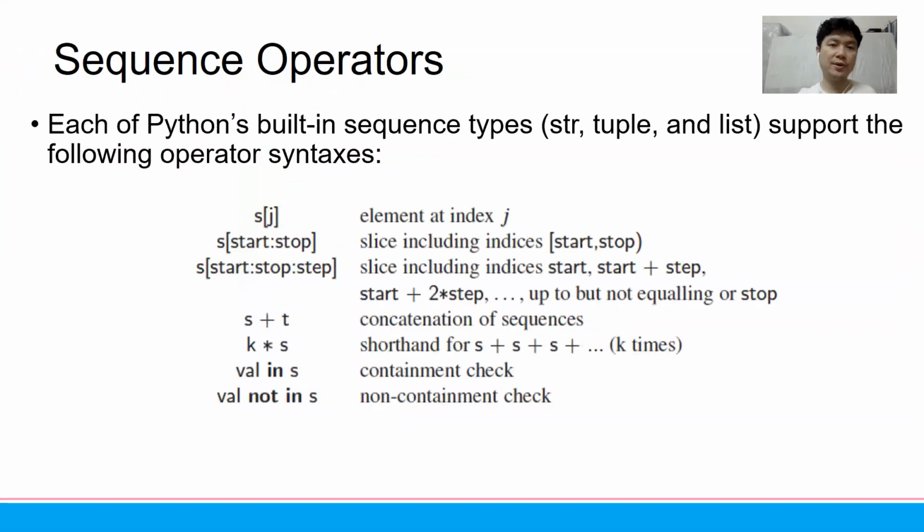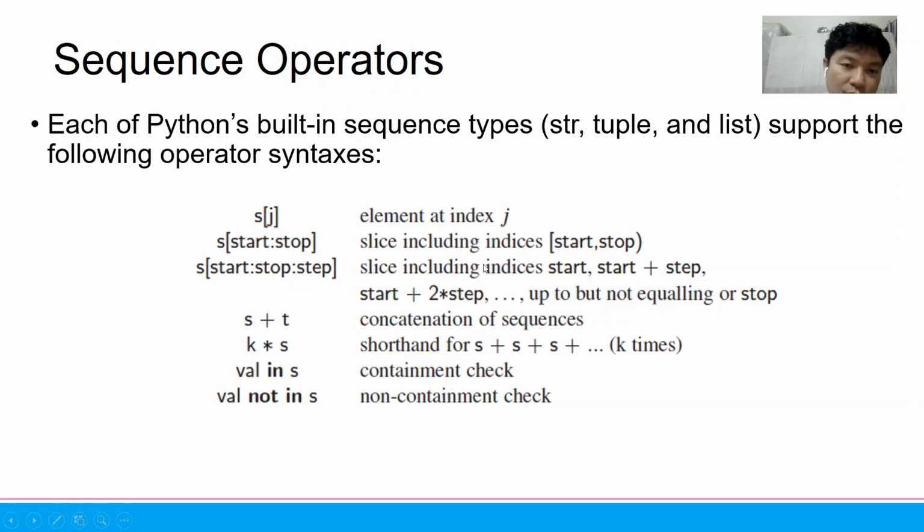The sequence operators. When you have a string, a tuple, or a list, it supports the following operator syntaxes. If you want to see a particular index, you can just use the square brackets, and j represents the index you want to see. If you want to know some values from start until stop, you can use the start as an integer number, separate it with a colon, and then mention the stopping number, which is the stopping index. You can also do it with a step.